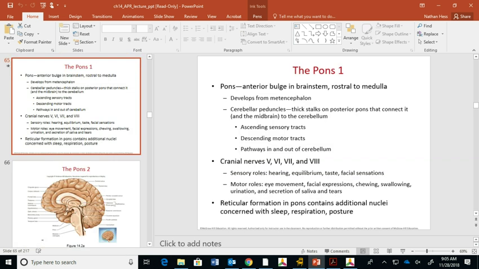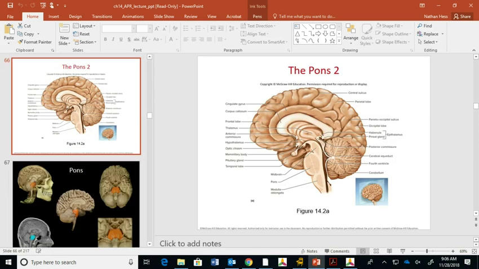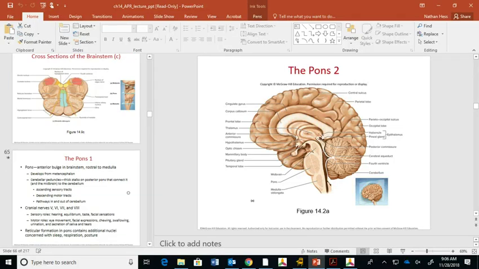All right, we keep going with the pons then. Again, we're moving more rostrally up toward the top, the middle of the brain stem. And the pons is this big anterior bulge. So if you see, here's the medulla, little bulge. The pons is a very distinctive bulge in the middle of the brain stem.